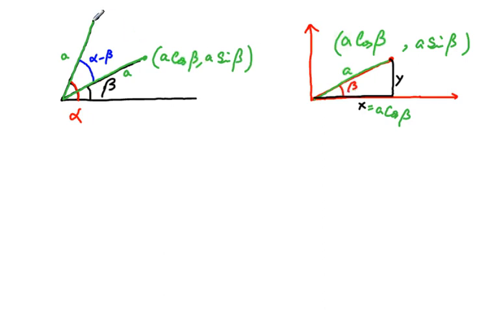How about this point? How is that any different? The opening angle of it is what? This red angle. Alpha, so same stories. A cosine alpha, A sine alpha.